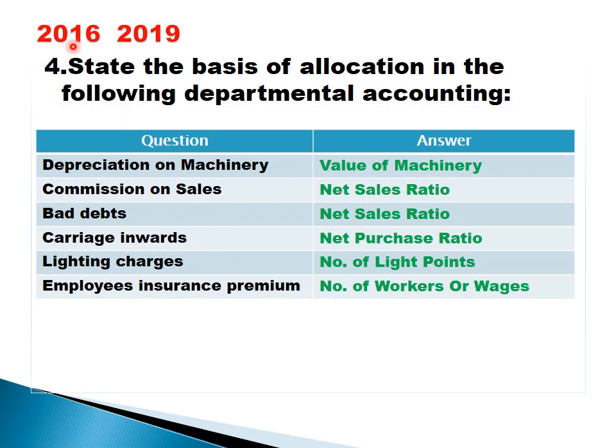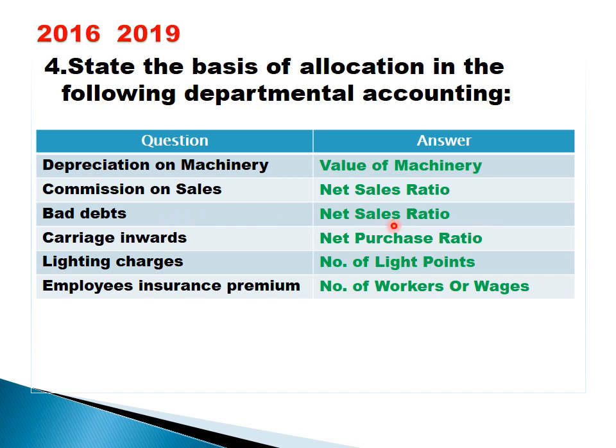This question has appeared for 2016 and 2019 of Bangalore University BCom. State the basis of allocation in the following departmental accounts. So here's the question, students. Your right hand table shows the answer in green color. Depreciation on machinery to be distributed on the basis of value of machinery, or it can be even area occupied. Commission on sales should be distributed on the basis of net sales ratio.